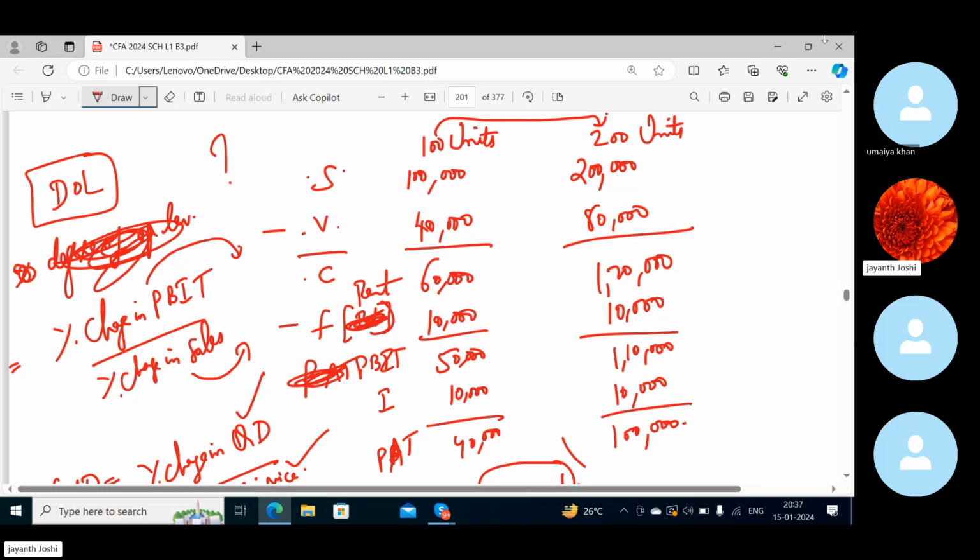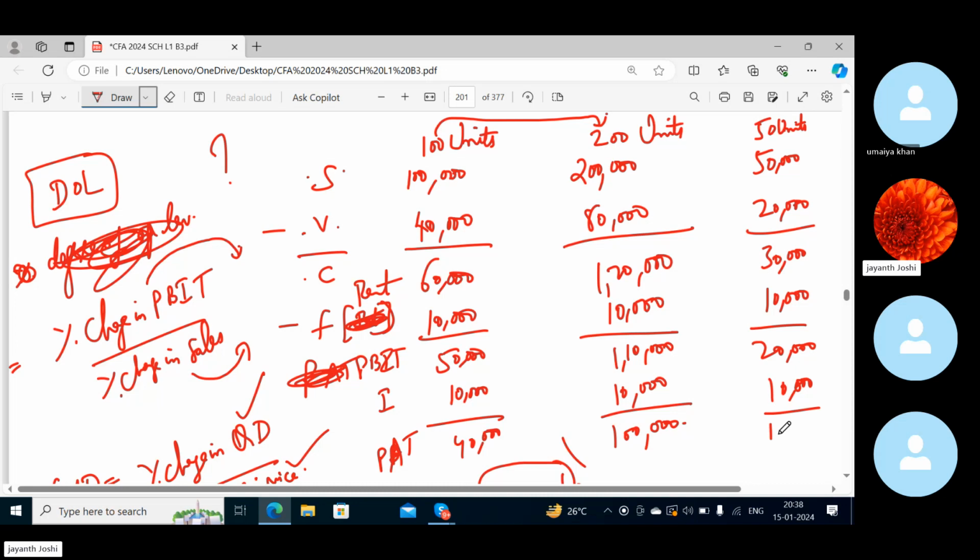Now we are going to see the leverage. But before that, I'm going to take one more figure. I'm going to reduce the level to 50%. I don't have space here, so I'm putting 50 units. Now with 50 units, my revenue is going to decrease to 50. My variable cost is also going to get halved: 20. My contribution is 30. My fixed cost is 10. My profit is 10.